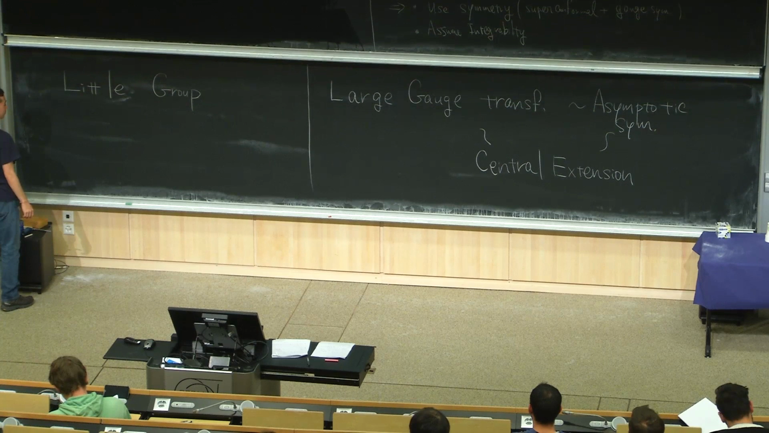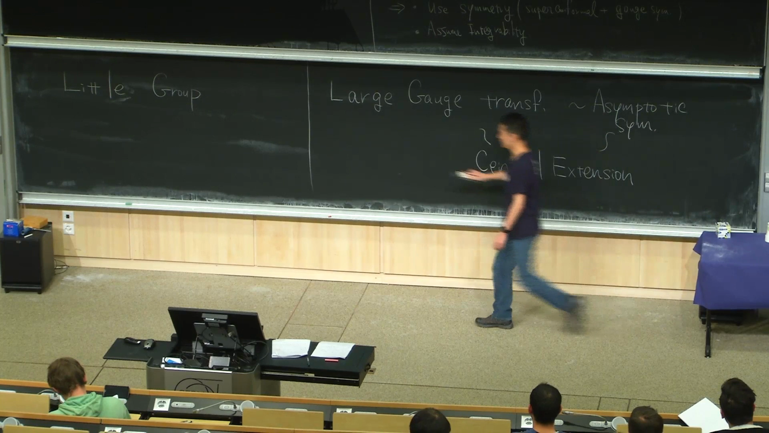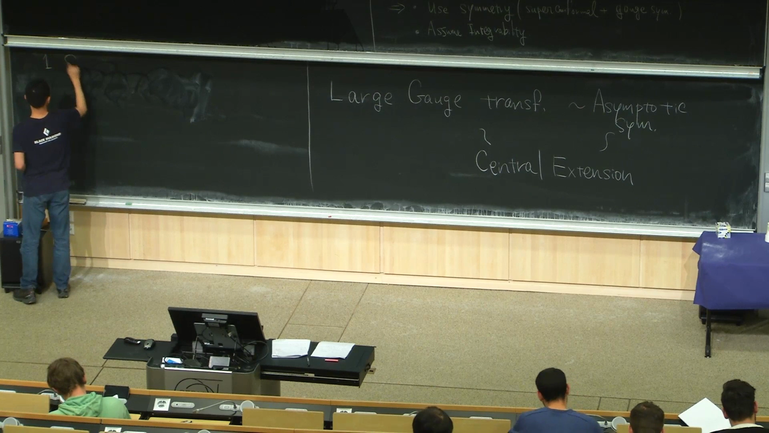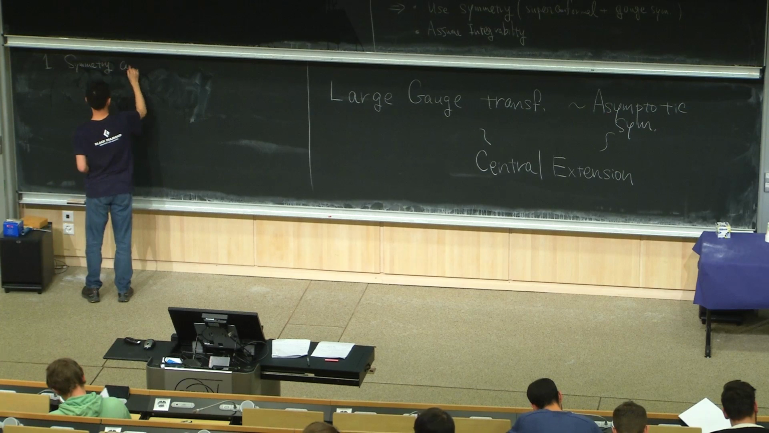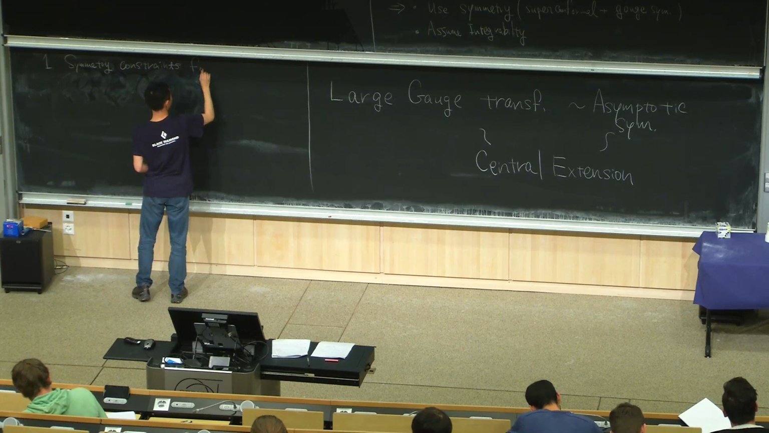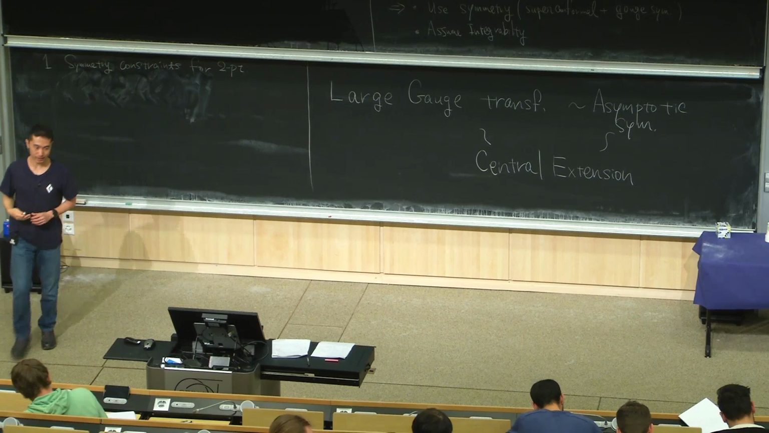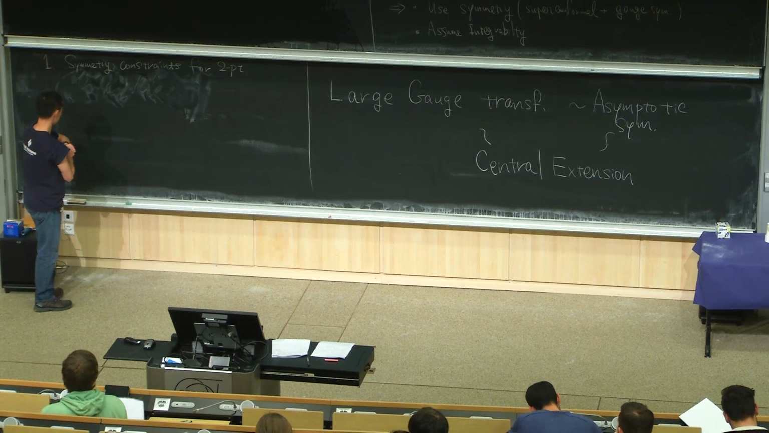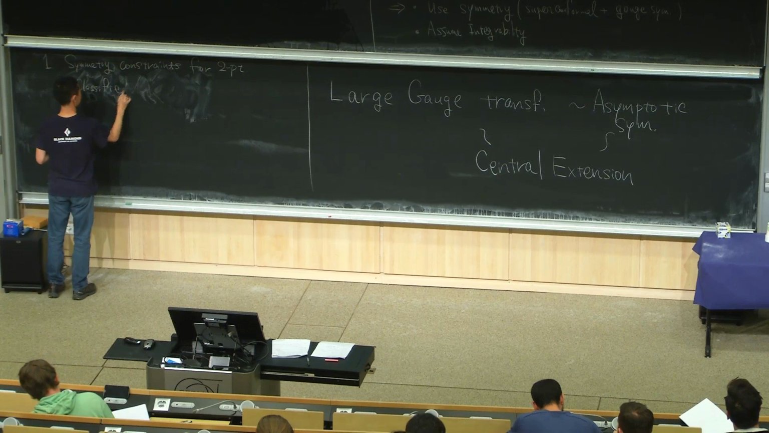Okay, so let me first start by discussing the symmetry. Symmetry constraints for two-point functions. To discuss the symmetry, let me go back to the textbook example in which you can efficiently use the symmetry. The textbook example I would like to discuss now is the classification of particles using the Poincaré group symmetry.